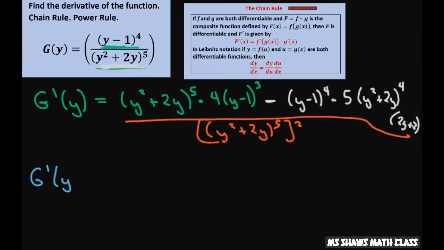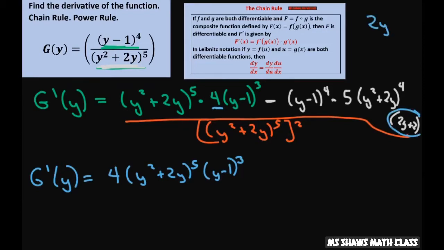G prime of y. So I'm going to copy this first part. We have a 4 here. Let me bring it out front. So we have (y squared plus 2y) to the fifth times (y minus 1) to the third. Now, I'm going to look at this one right here real quick. We have 2y minus 2. So what I'm going to do is factor out a 2 and get y minus 1. The reason I want to do that is because we have a y minus 1 there. So when I factor out this 2, I'm going to multiply that by 5. So that's going to be minus 10.